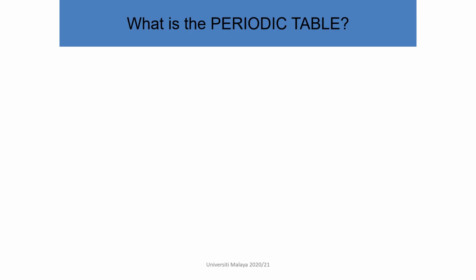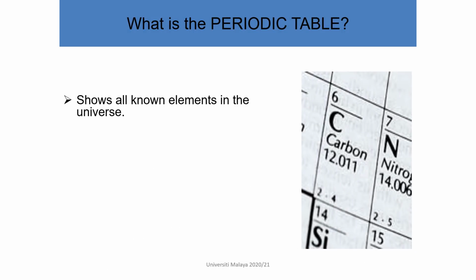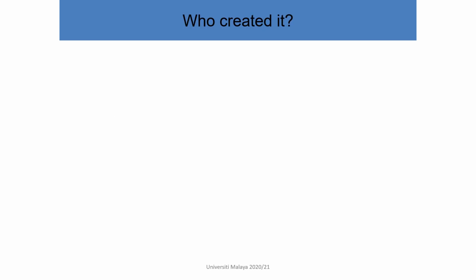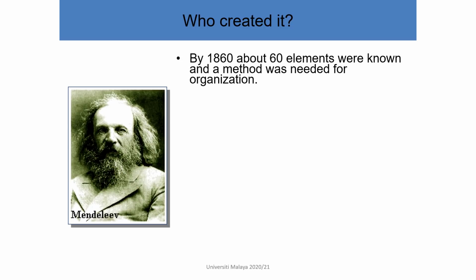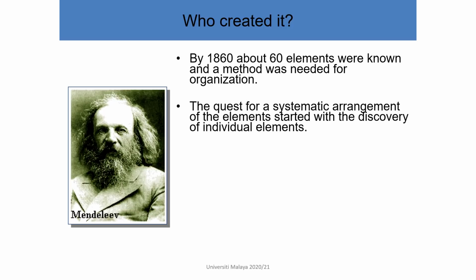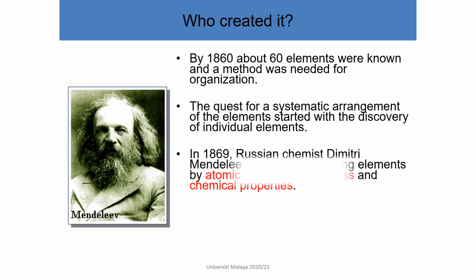What is the periodic table? It is actually a table that contains all known elements in the universe. This table organizes the elements by chemical properties. So who created it or who found it? In 1860, about 60 elements were known and a method was needed for organization. The quest for a systematic arrangement of the elements started with the discovery of individual elements.